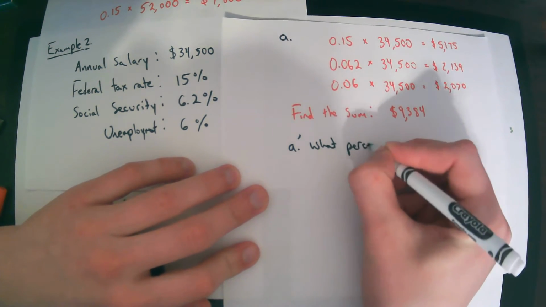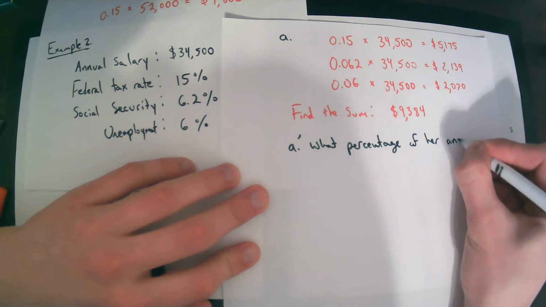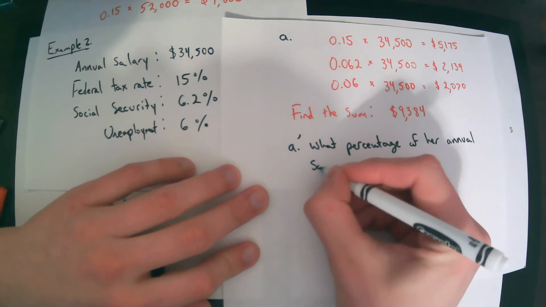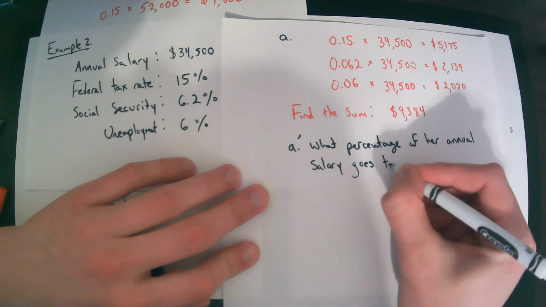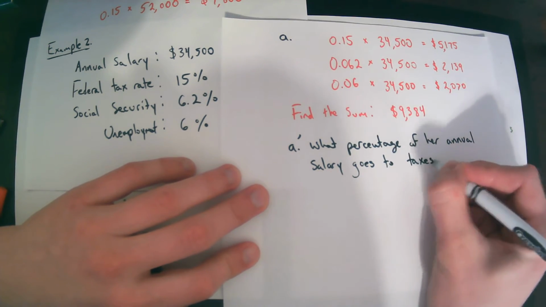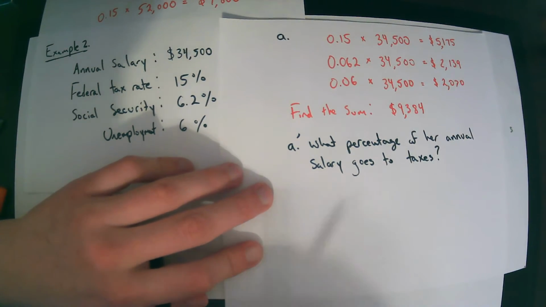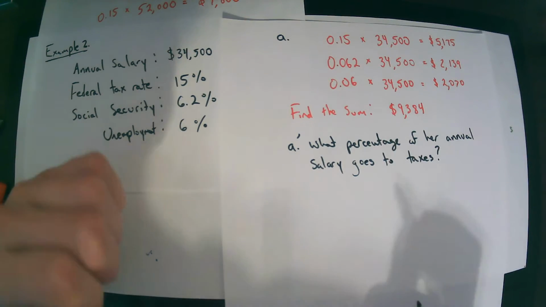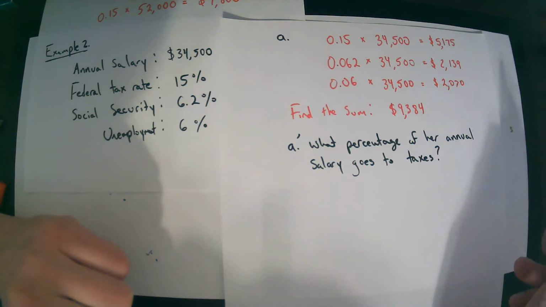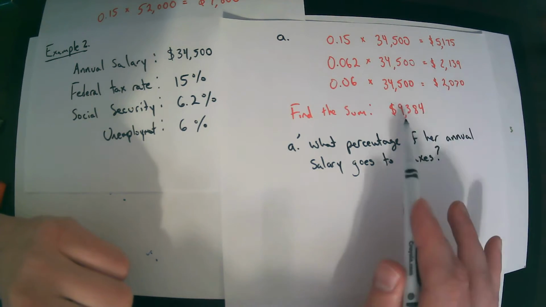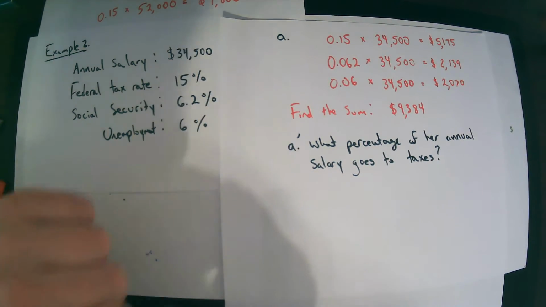What percentage of her annual salary goes to taxes? So we know them all individually. Well, we could say that is essentially the same as the question of what percentage is 9,384 of 34,500.